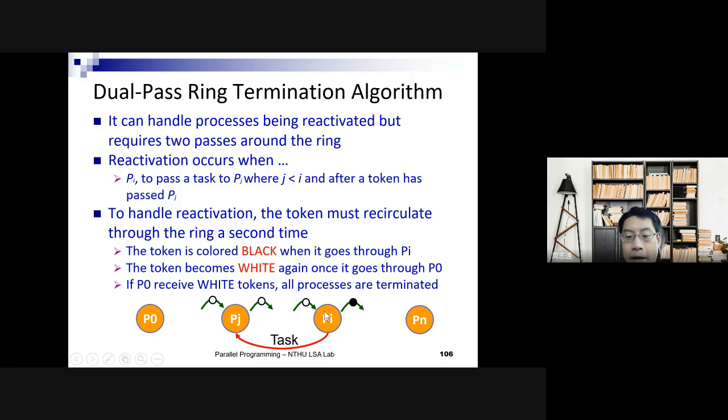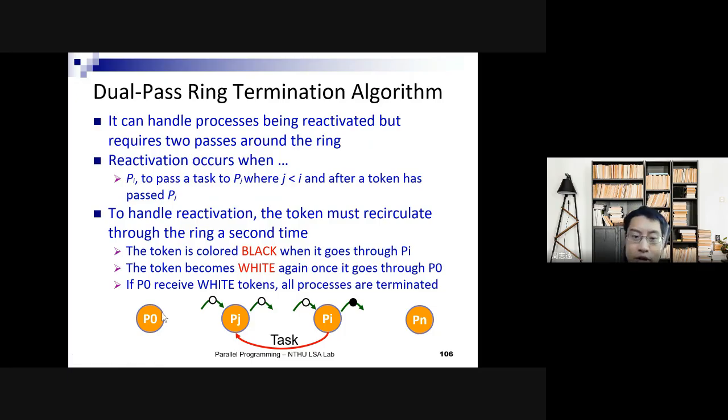Okay. And then this token will simply keep passing on to P0, and P0 will know this run has failed. So P0 will color the token back to white and restart the ring passing steps again. You will keep doing this until P0 can actually receive a token that is white.